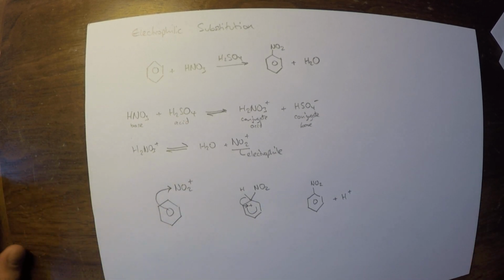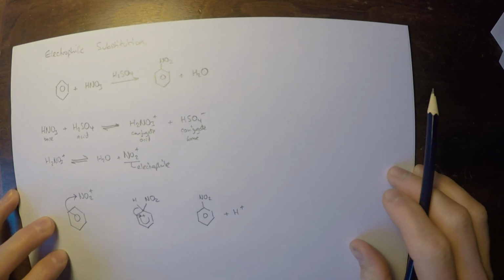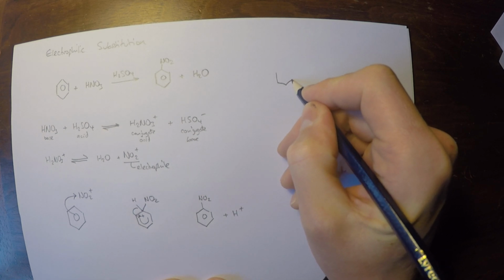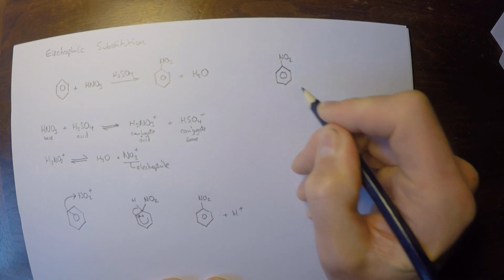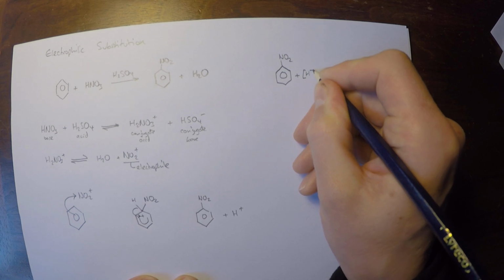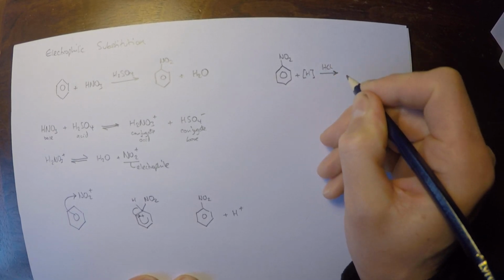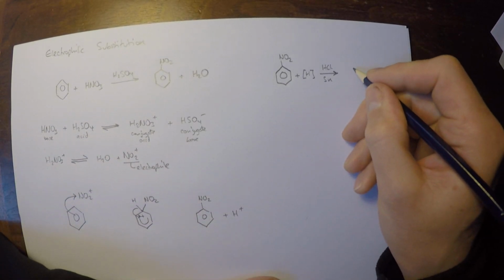In addition to this, you should also be familiar with how nitrobenzene, NO2, this molecule here, can be converted into phenylamine, and this is actually a two-step process. The nitrobenzene molecule can be reduced. The reducing agent in this case is actually going to be hydrochloric acid, and it does this in the presence of a tin catalyst.